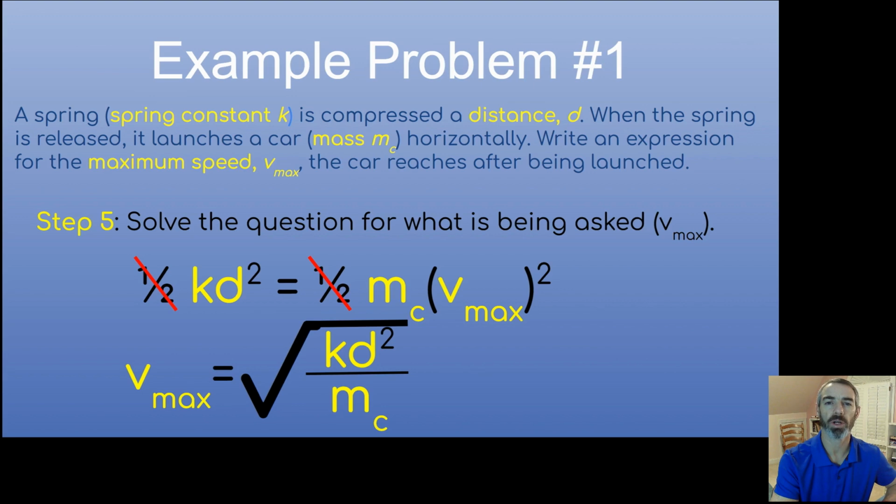So remember, I like you to solve the equations in terms of symbols first, because it's much easier to find a mistake if you do happen to make one. And at this point, if you have numbers, you go ahead and plug the numbers in and you solve for the value of Vmax.